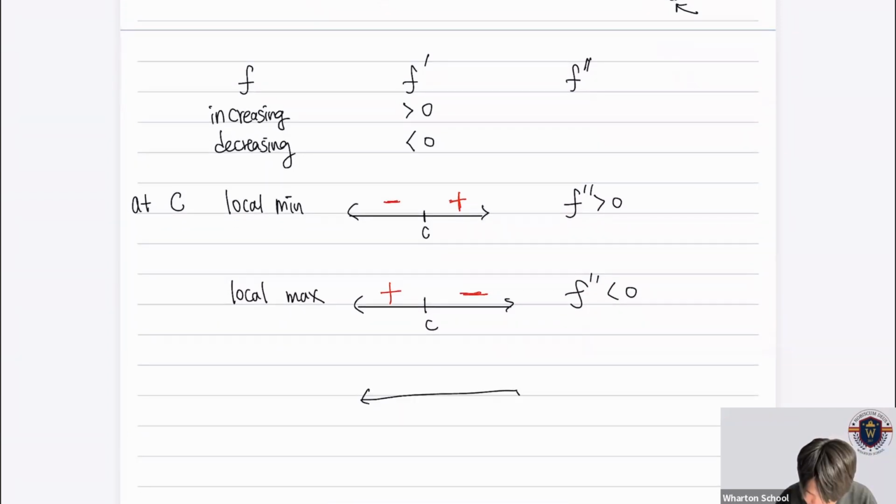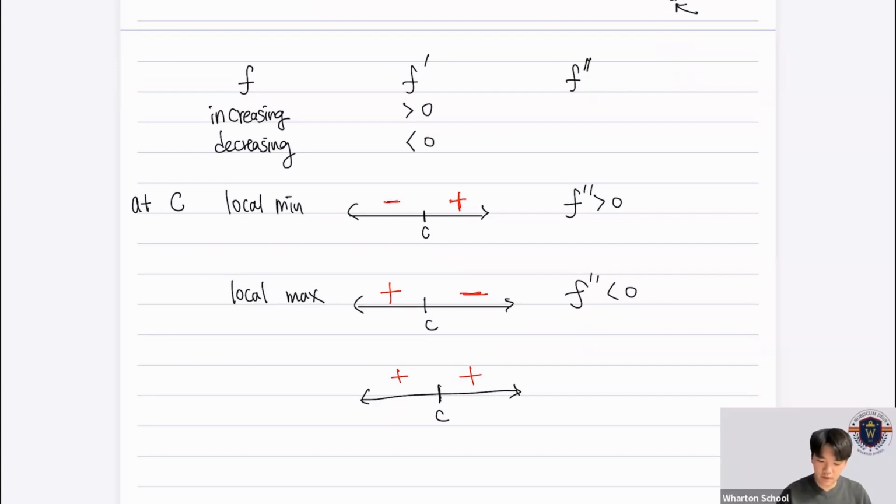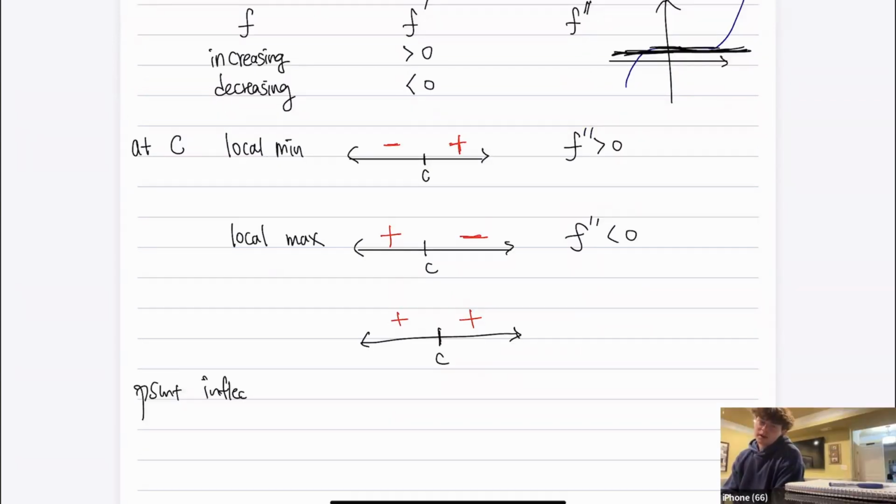What if you got the critical value, but you don't see any change? Then it's not a local min or max. Yes, it's not a local minimum or maximum. It's like the situation where it kind of looked like this.